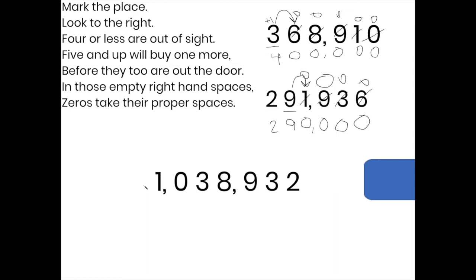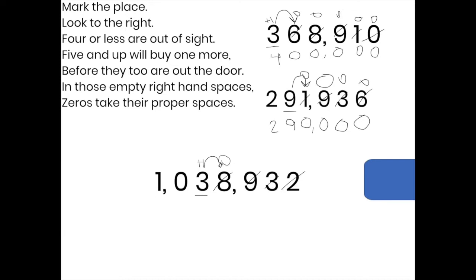Okay, now that you have your solved answer, you should have your number 1,038,932 rounded to the nearest 10 thousandths place. So follow along with me, make sure that you have the correct answer, and if you don't, I want you to make the corrections as we go. Mark the place, look to the right. 4 or less are out of sight. Is our 8 4 or less? Nope. 5 and up will buy one more. So we're buying one more, putting a +1 above our 3. Before they too are out the door.